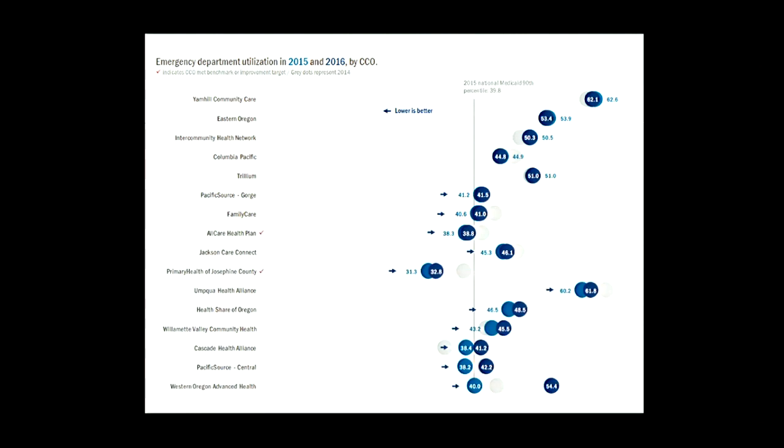And this again shows the variation across the CCOs in terms of emergency department utilization. In this case, lower is better. And you can see a lot of the arrows coming back towards the high numbers this last year, which is just illustrating what we saw for the overall statewide numbers.